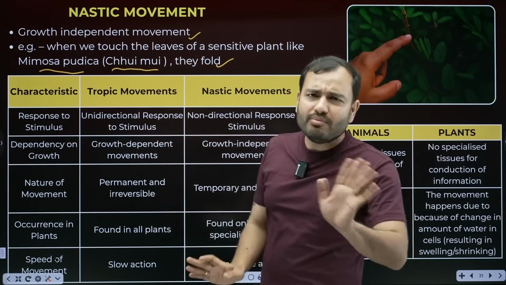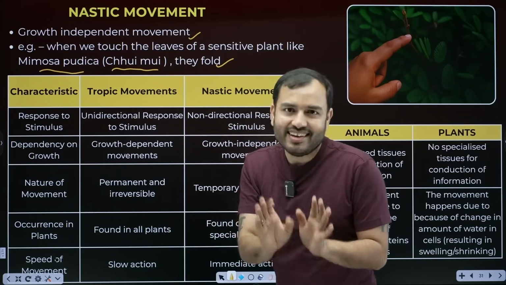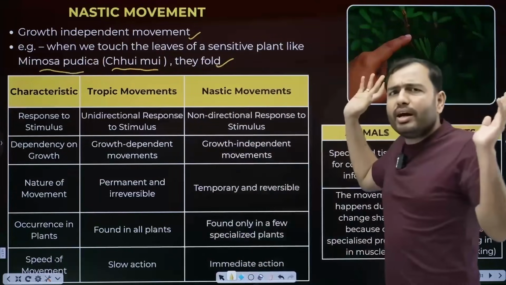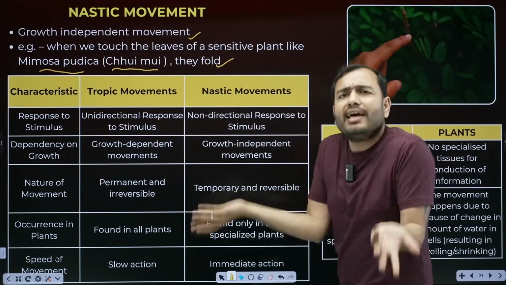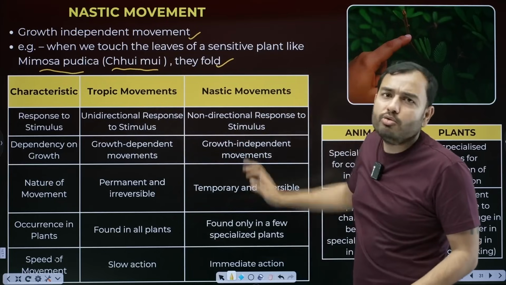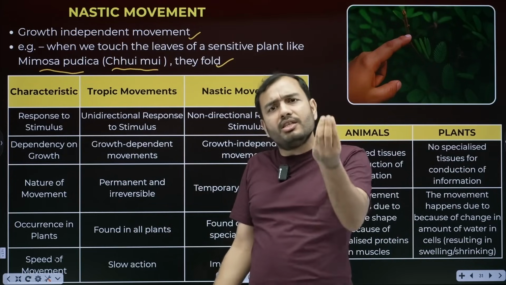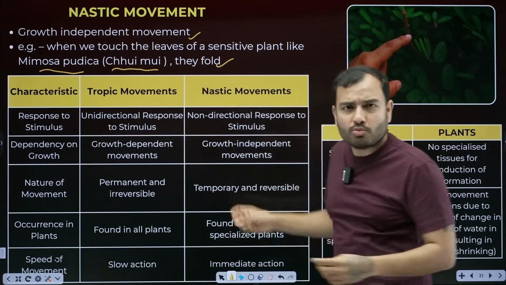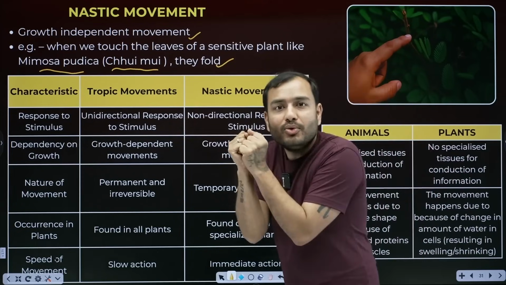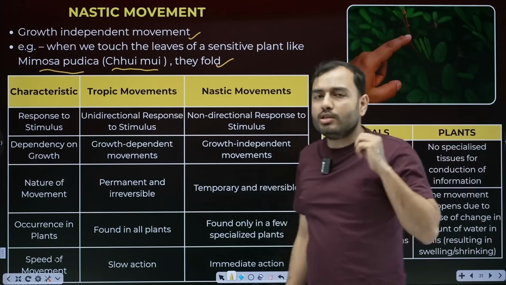That is unidirectional. One part will take one direction. Root will only go down. So it's unidirectional. Nastic movement has no direction. The leaves fold. So this is a non-directional movement. Third thing, tropic movement is slow. The plant must have grown slowly. But nastic movement is sudden. It happens suddenly. As soon as it was touched, the plant closed. So this is slow, and this is fast, rapid movement. Fourth thing, listen.